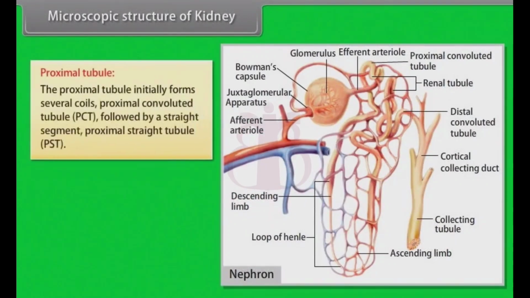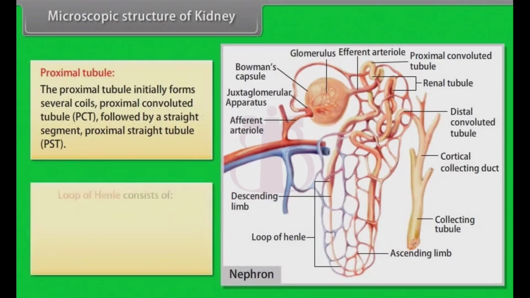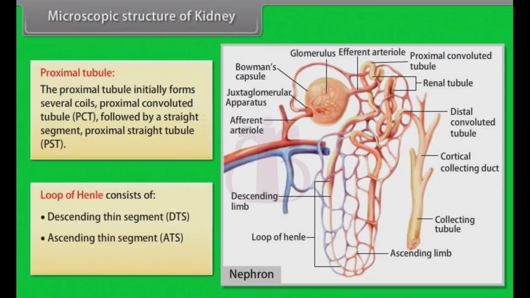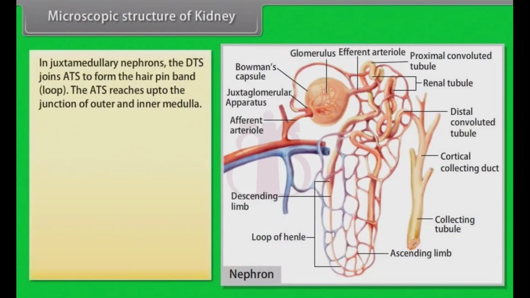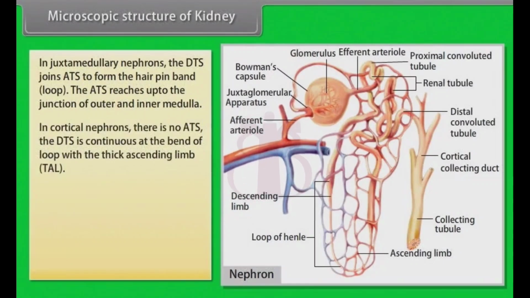Proximal tubule. The proximal tubule initially forms several coils, the proximal convoluted tubule PCT, followed by a straight segment, the proximal straight tubule PST. Loop of Henle consists of a descending thin segment, an ascending thin segment and a thick ascending limb. In juxtamedullary nephrons, the DTS joins the ATS to form the hairpin bend. The ATS reaches up to the junction of outer and inner medulla. In cortical nephrons, there is no ATS. The DTS is continuous at the bend of the loop with the thick ascending limb.